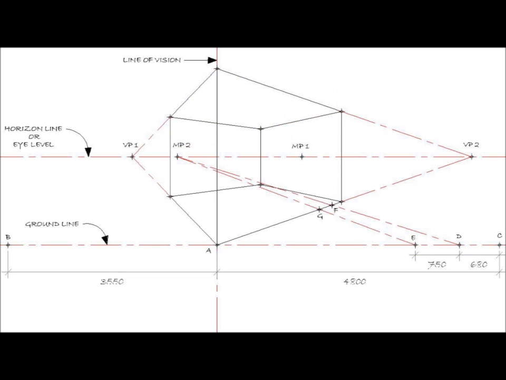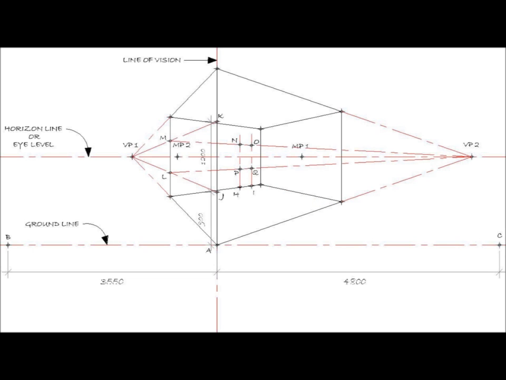Now to mark up the window position, we mark points D and E at a distance of 680 and 750 as given in the plan, and then join them to measuring point 2 to get G and F. Joining G and F to vanishing point 1 will give us H and I. Then we take verticals at H and I. Now for the window sill and height, we mark points J and K at 900 and 1200 from A on the line of vision. Then join J and K to vanishing point 1 to get L and M. And then join L and M to vanishing point 2 to get N, O, P, Q. This completes the window NOPQ.